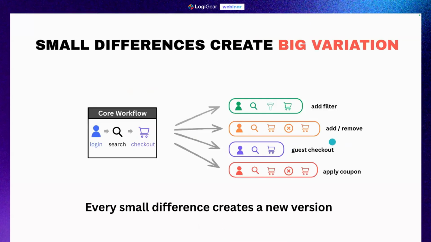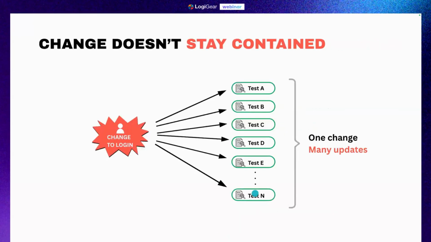So this is where maintenance creep really comes from. You start with a core workflow, and then somebody adds filtering to it. And then after that, somebody adds guest checkout, and someone adds coupon handling and so forth. But each time they add a shortcut, they actually add a new branch. And that's when something changes, you no longer have just one workflow to update, you have many. So one login change suddenly impacts test A, test B, test C, and so on.